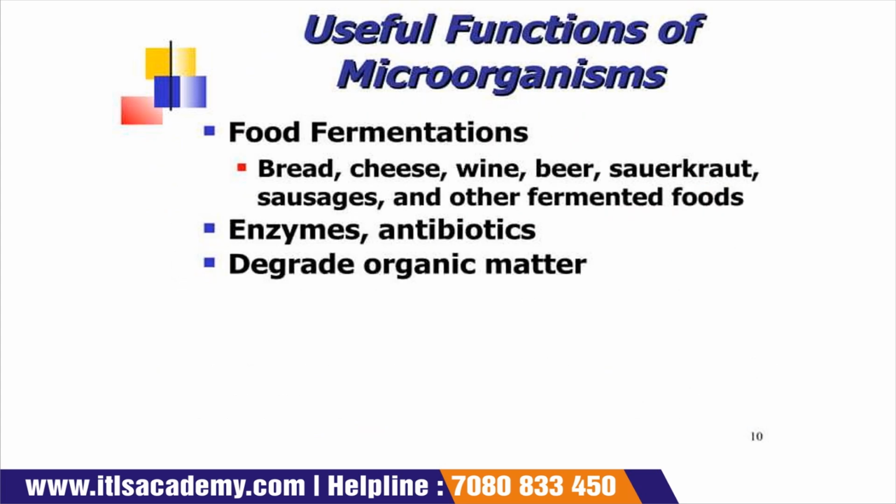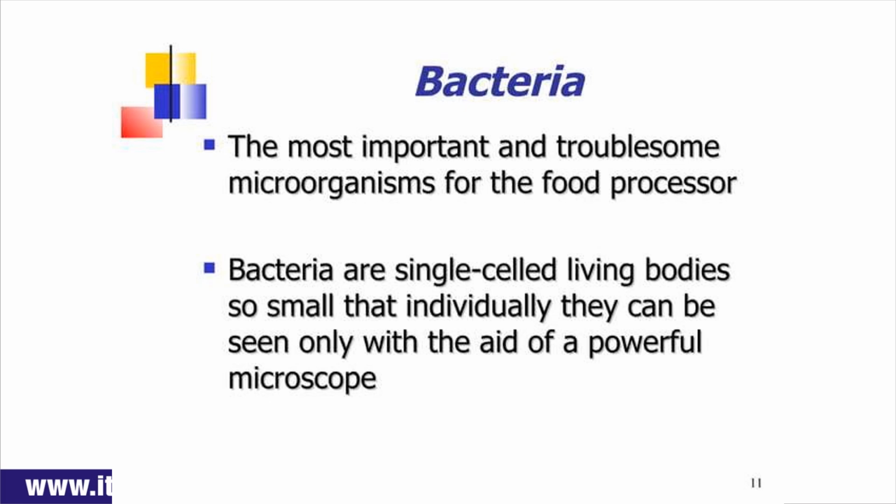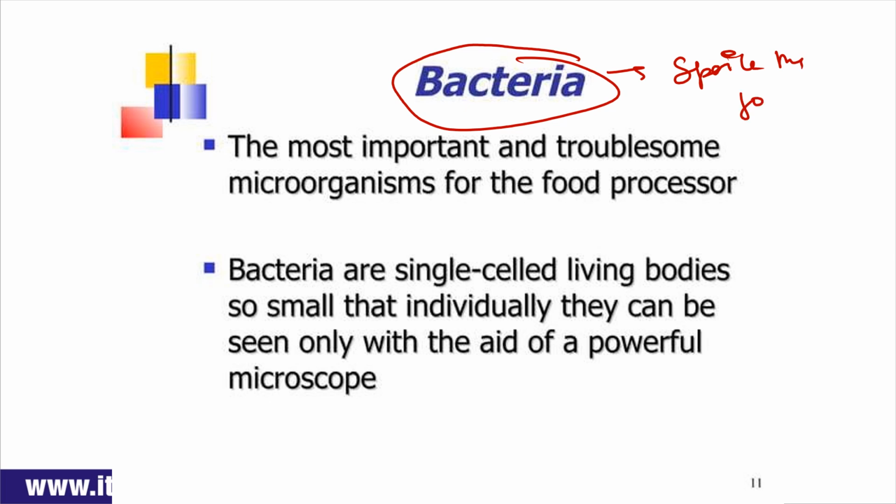Now come to the next one. Useful microorganisms are also present. These useful microorganisms are used in food fermentation, like bread, cheese, wine, beer, sauerkraut, sausage, and other fermented foods. Okay, enzymes and antibiotics degrade organic matter. Now bacteria. Bacteria are the most common type of microorganisms which trouble the food processor, because mostly bacteria can spoil the food product.